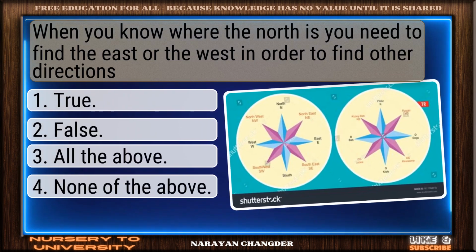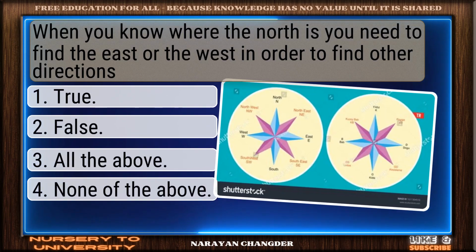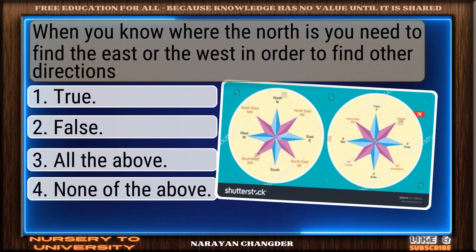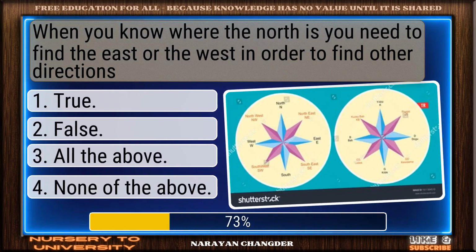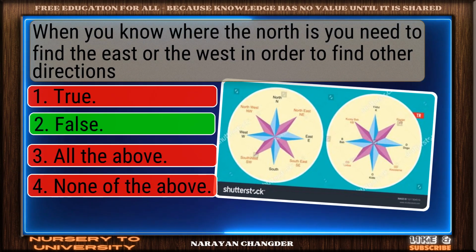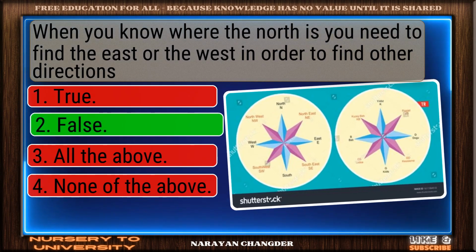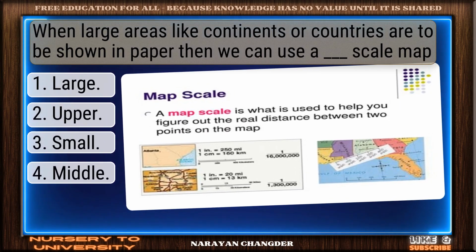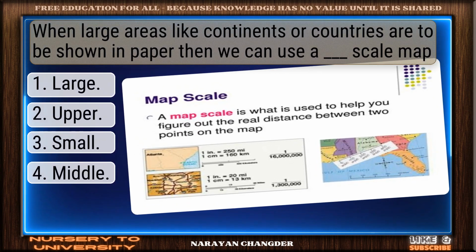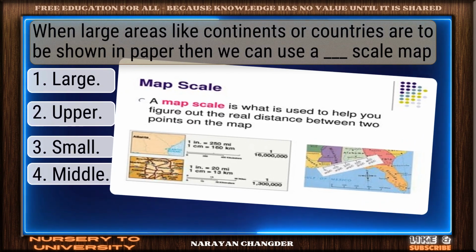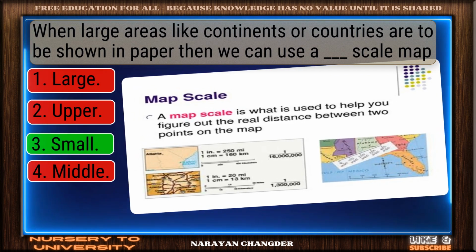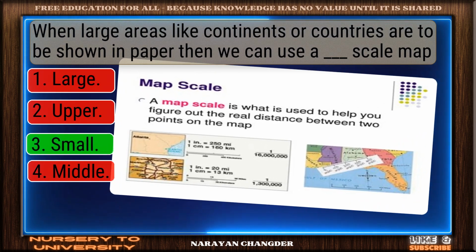When you know where the north is, you need to find the east or the west in order to find other directions. Exactly. False makes sense and it is the right choice. When large areas like continents or countries are to be shown on paper, then we can use a dash scale map. Excellent choice. Small is the right answer.